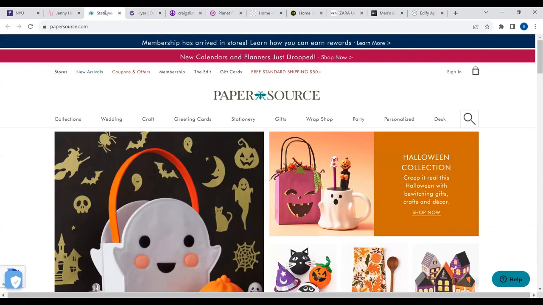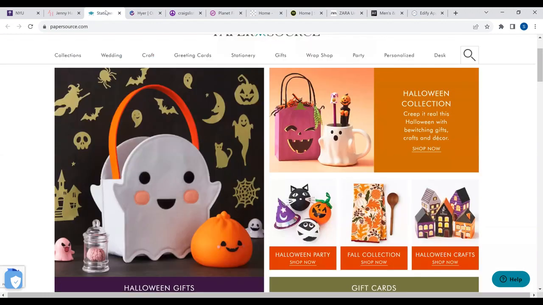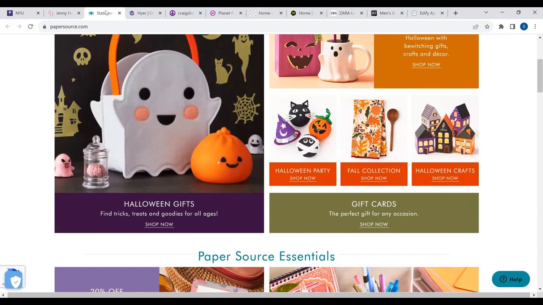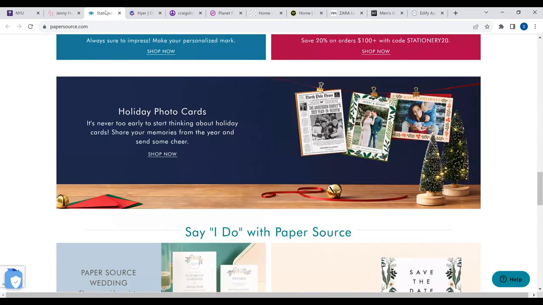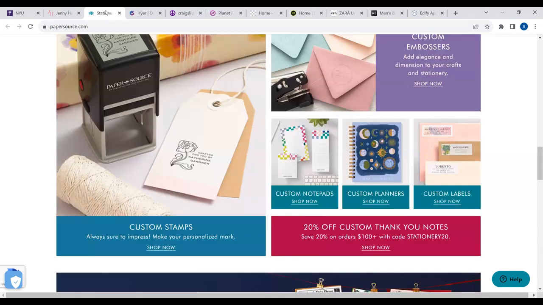A bad example is Paper Source. It's just a lot of information. It's the same pictures, text, and link, but it's just the same thing over and over again. And it's just too much to look at. They do use repetition, but they could use it in a better way.